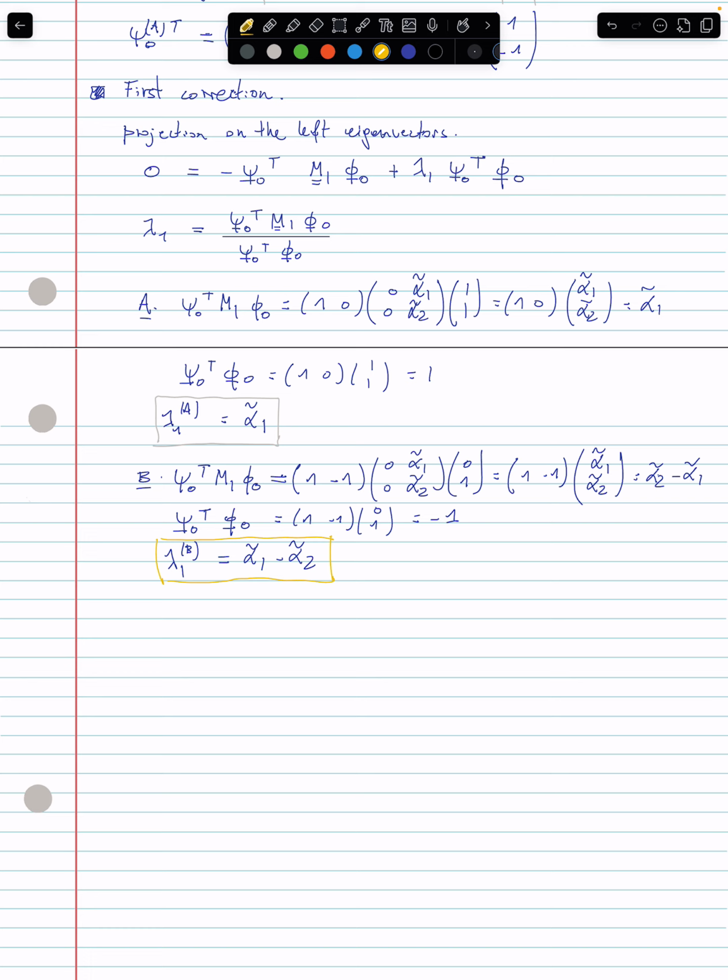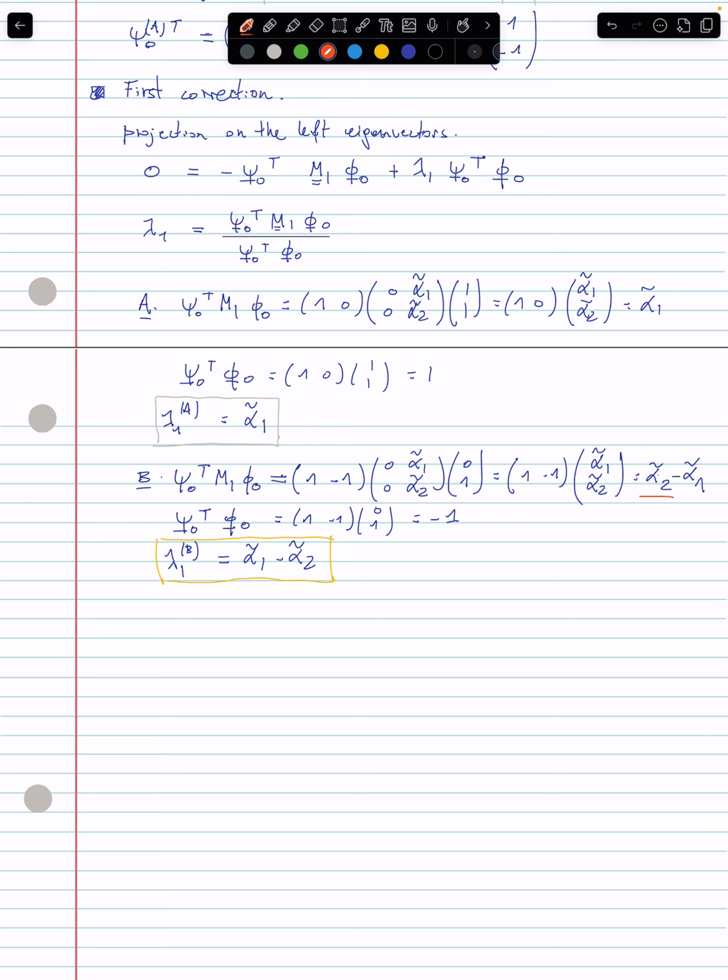Psi transposed phi 0 is minus 1. Seems alright. And psi transpose, you might be on the opposite side of the screen and probably have found, if you're doing this at the same time as me, of course, I just don't know why I wrote alpha 2 minus alpha 1 here, because this is alpha 1 minus alpha 2. Clearly it's obvious. I'm sorry for that. So this is alpha 2 minus alpha 1.